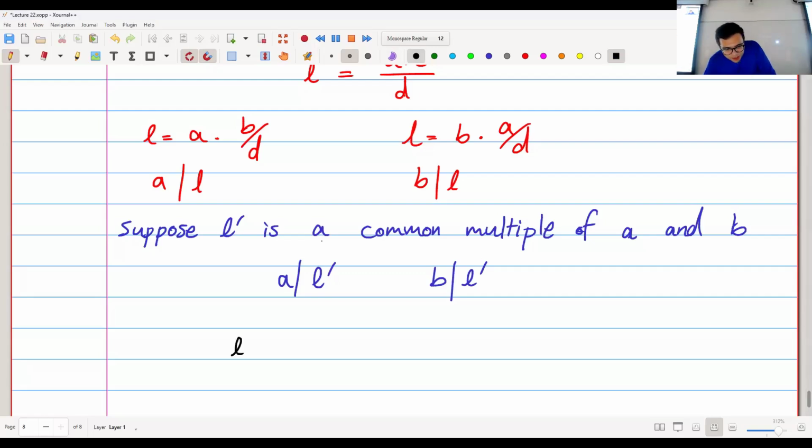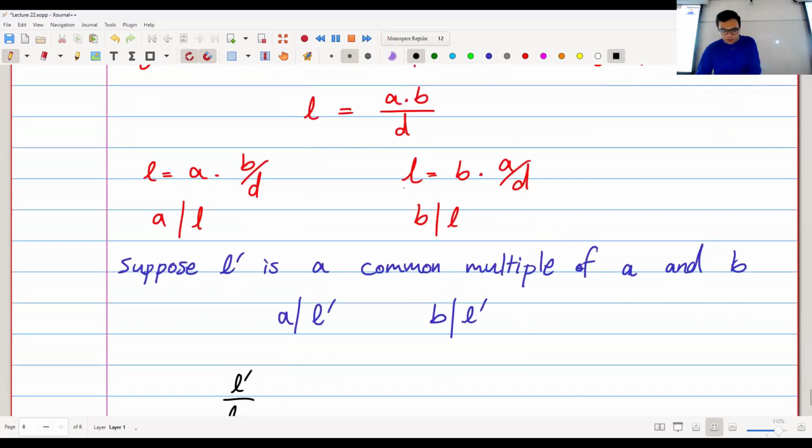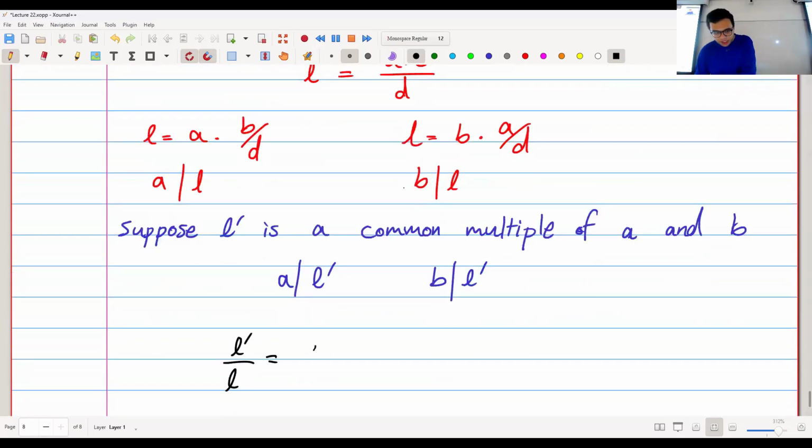So here's what I want to do. I want to look at L prime over L, and I want to show that this is an integer. How can I do this? So what is L prime? It's A times B over D. So L prime over L is just A times B over D times L. Why is this? Sorry, no. L prime, L was, oops, I forgot that.